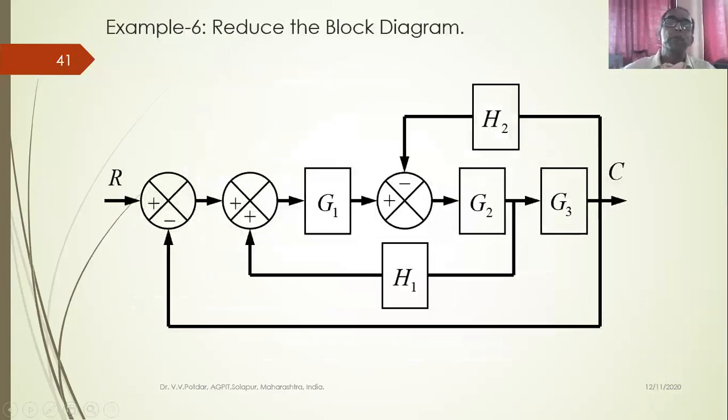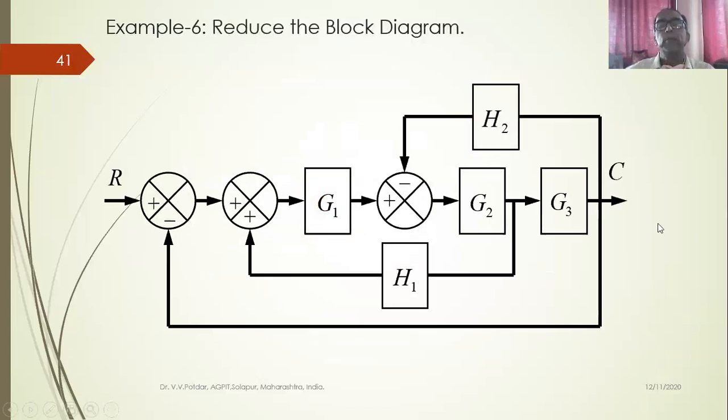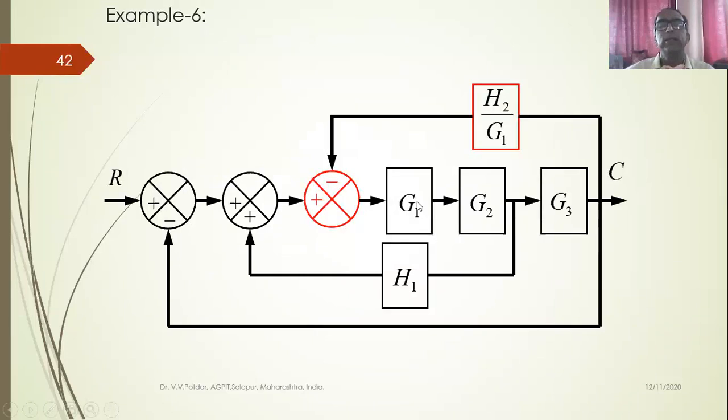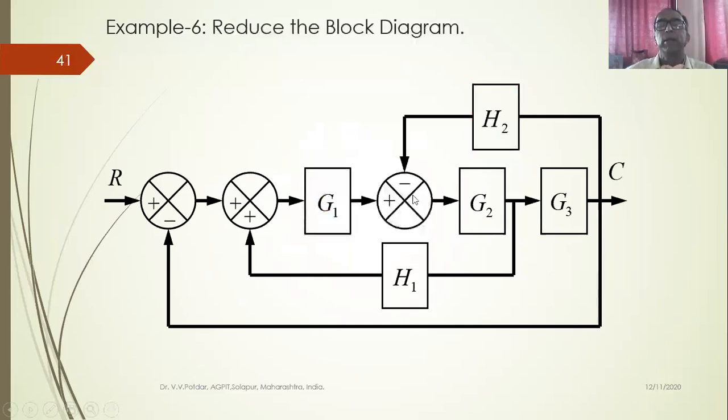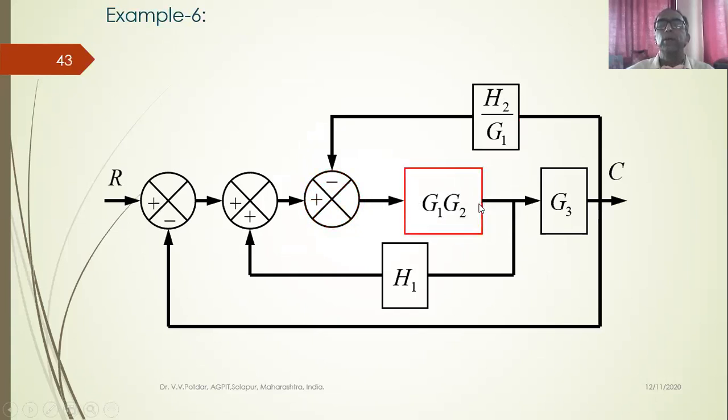Now, a few more problems. See, step by step, I'm going now. See, what I did, this is the original problem. Moving this summing point, I had upper block, right? I had upper block. G1 is taken inside at the same time. Once I take G1 inside, 1 by G1 should be multiplied here. Okay. Next, these two are series or cascade elements, combined, G1, G2.